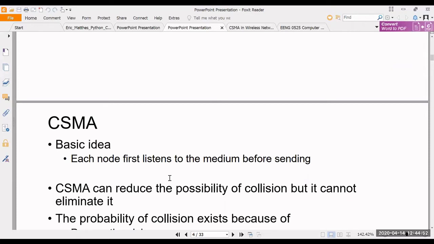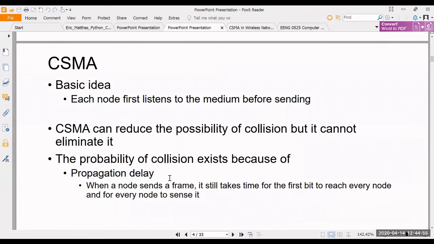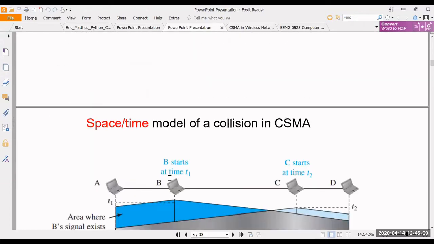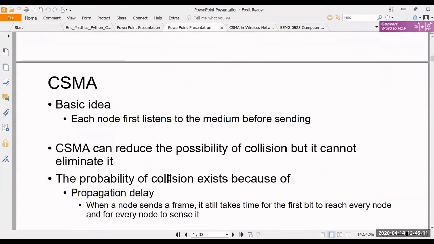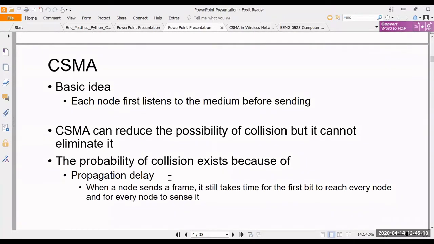The general idea is that when the participating members sense the channel and it's free, we put our frames onto the line and transmit. That is the basic idea for carrier sense multiple access. Is it clear? Yeah. Okay. So that is the idea.